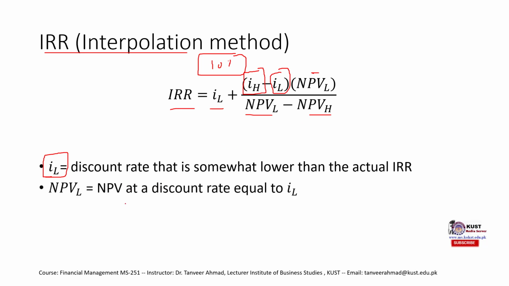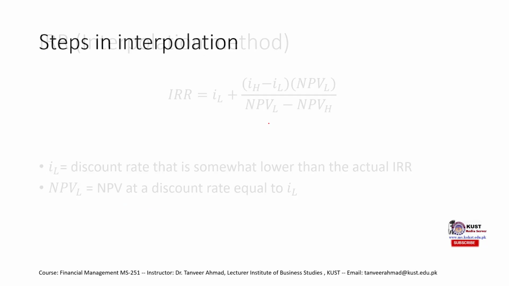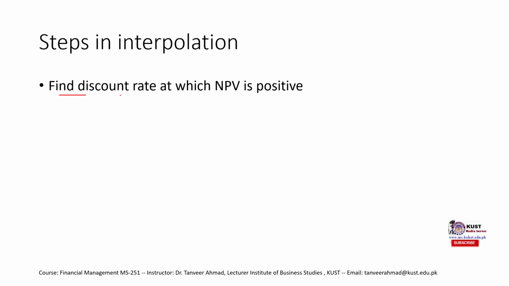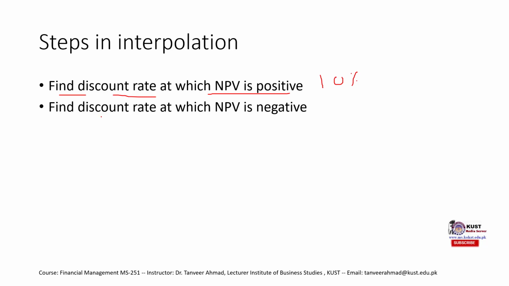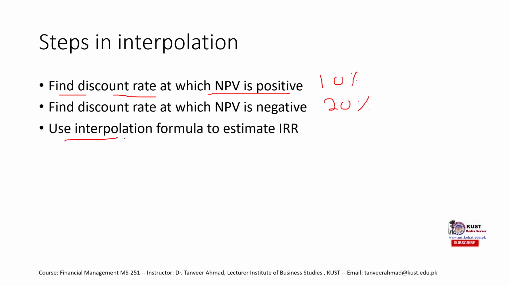So this is also explained here. What steps do we follow? First, we find the discount rate at which NPV is positive. It can be any discount rate. In the previous example, NPV was positive at 10%. Then we find the discount rate at which NPV is negative. In the previous example, that is 20. Then we use the interpolation formula we just saw in the previous slide to find the IRR.